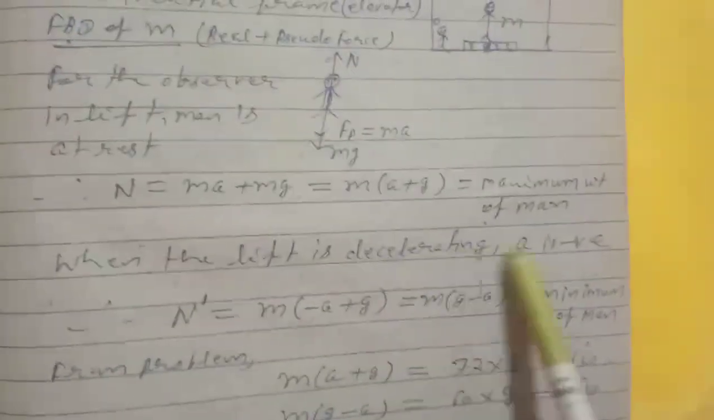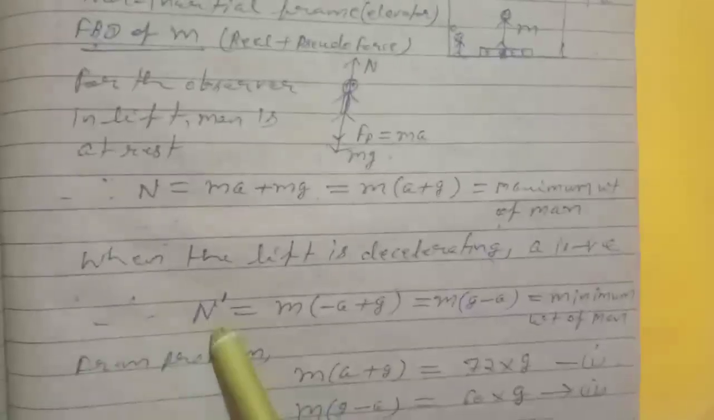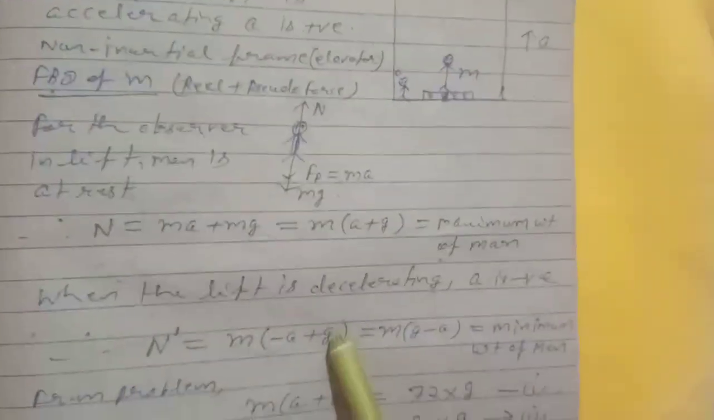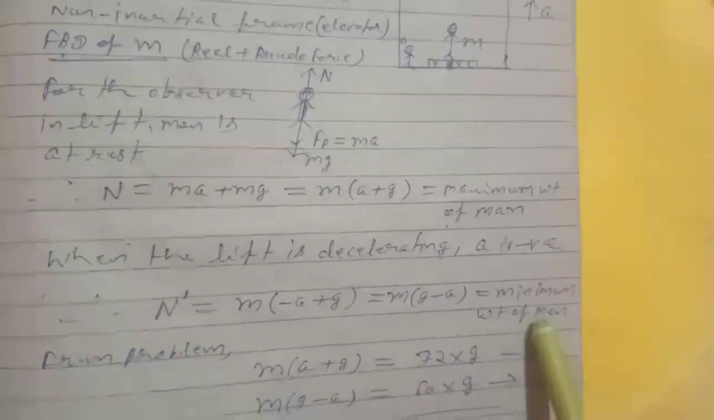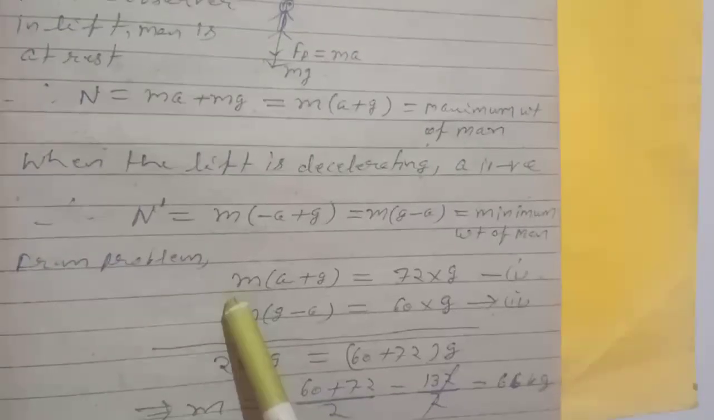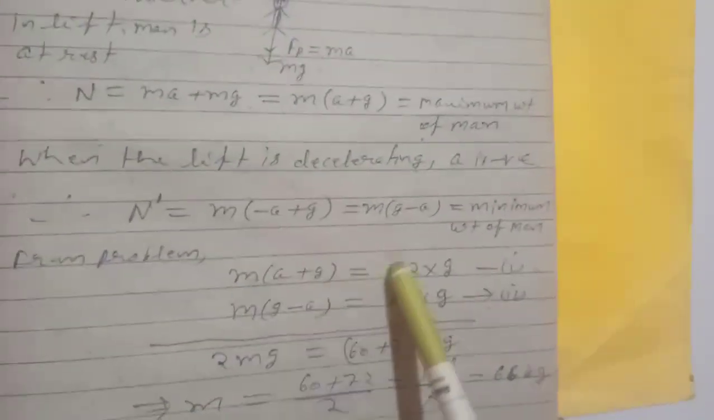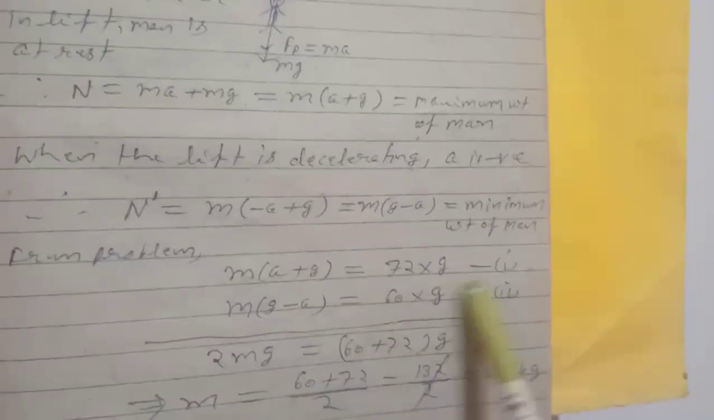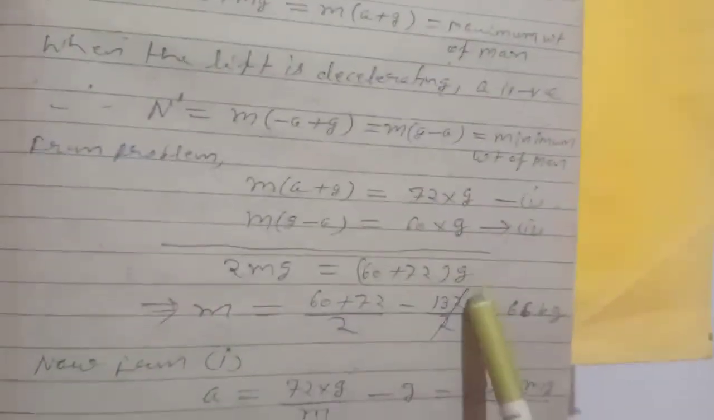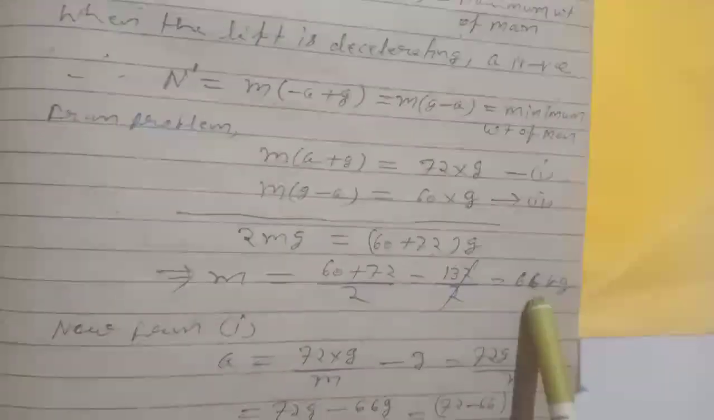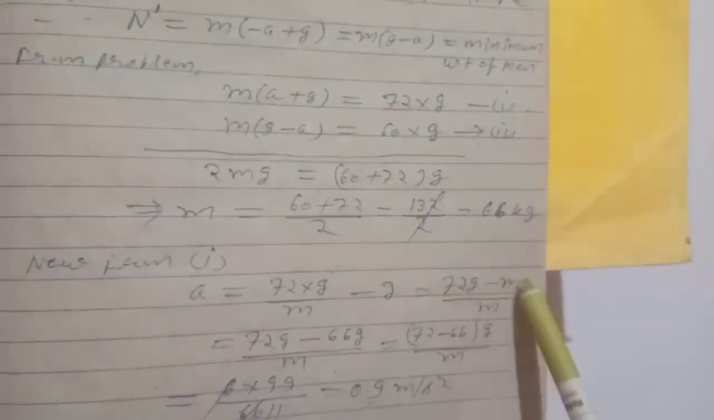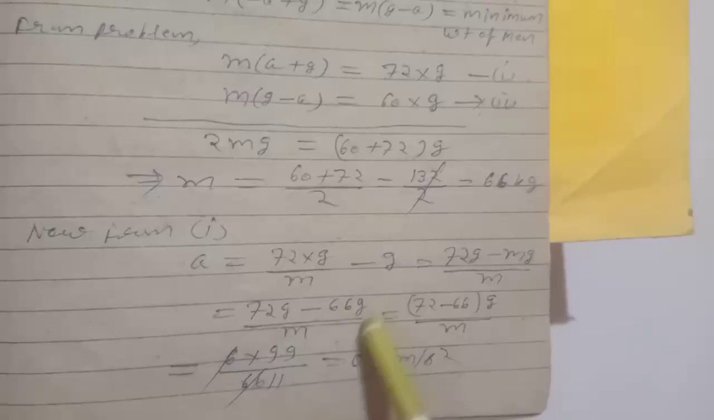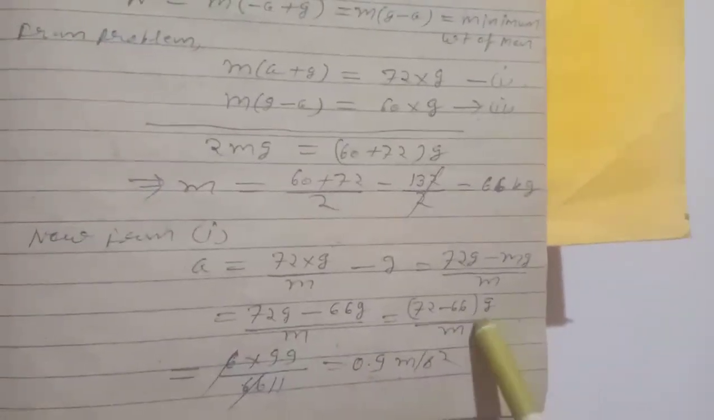When the lift is decelerating, a is negative, hence N dash equals m into minus a plus g, or m into g minus a. This is the minimum weight of the man. From the problem, m into a plus g equals 72 into g, and m into g minus a equals 16 into g. Solving, we get 2mg equals this value, so m equals 66 kg. Now from 1, a equals 72 g by m minus g, or 72 g minus 66 g by m, or 72 minus 66 into g by m, solving, 0.9 meter per second square.